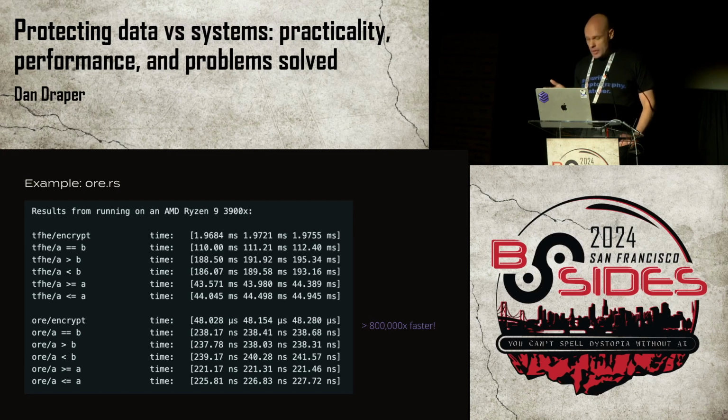And we've done a benchmark of this. You look at the numbers and you go, actually, that looks pretty similar. But then you realize these are nanoseconds and these are milliseconds. So actually doing a comparison using ORE over two 64-bit integers in Rust takes roughly 200 nanoseconds. So that's 800,000 times faster than homomorphic encryption.